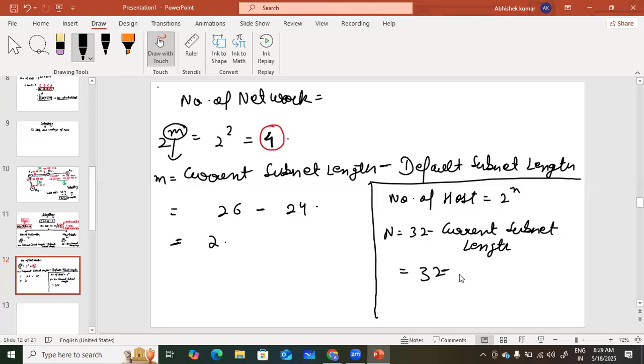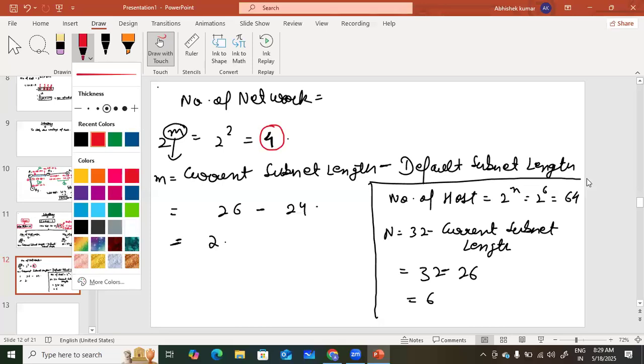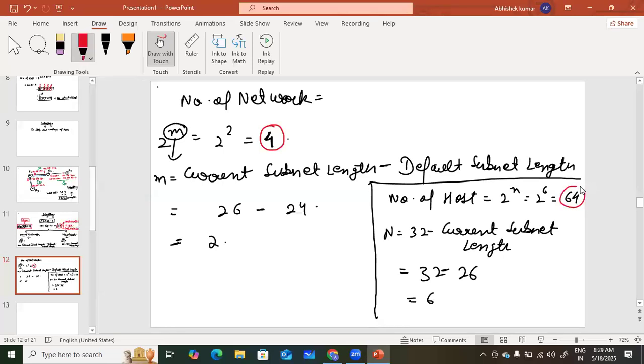(32 minus 26) gives me 6. So 2 to the power 6 is 64. Is everyone clear with this calculation? Any questions? Ravi, Vitilana? Sir, why 32? IPv4 is of how many bits? Yes, 32 bits. Clear?